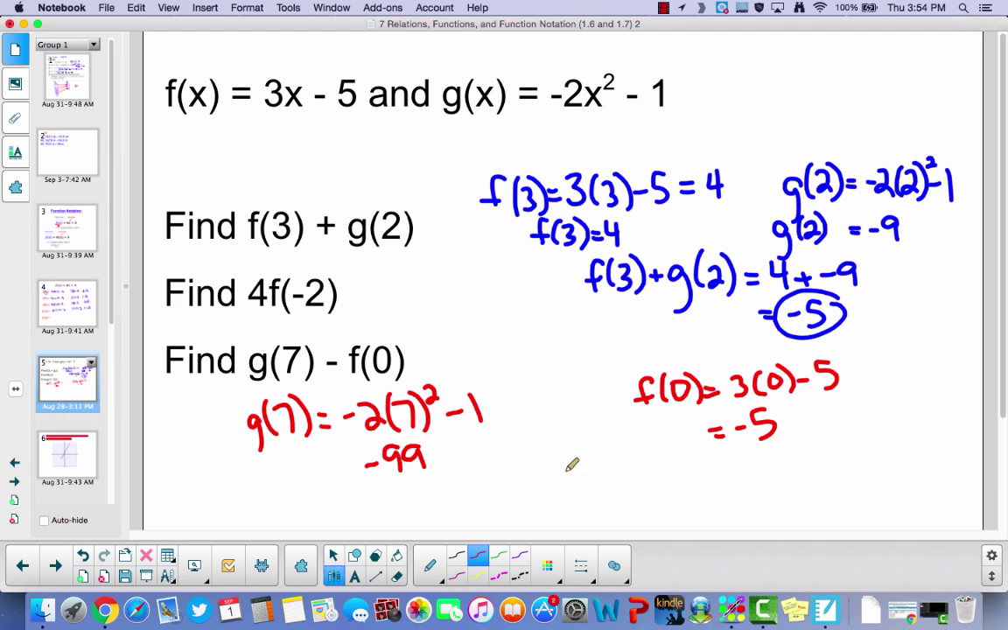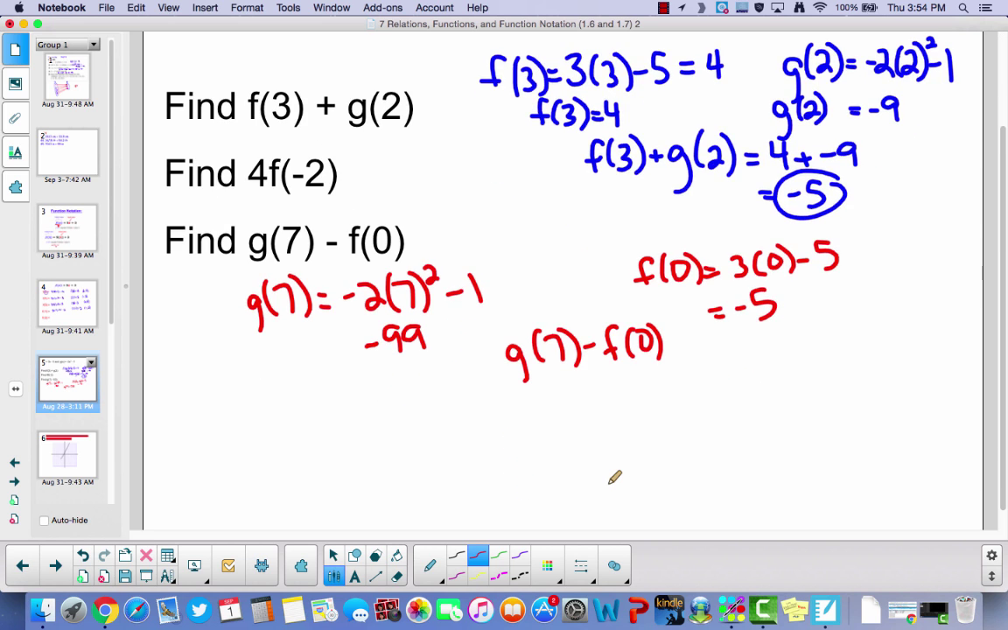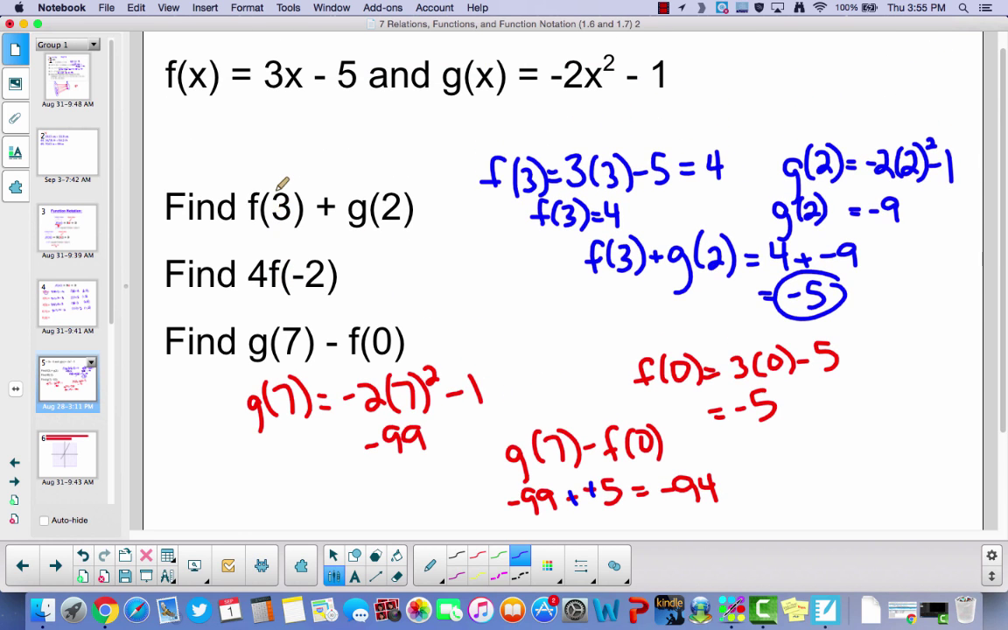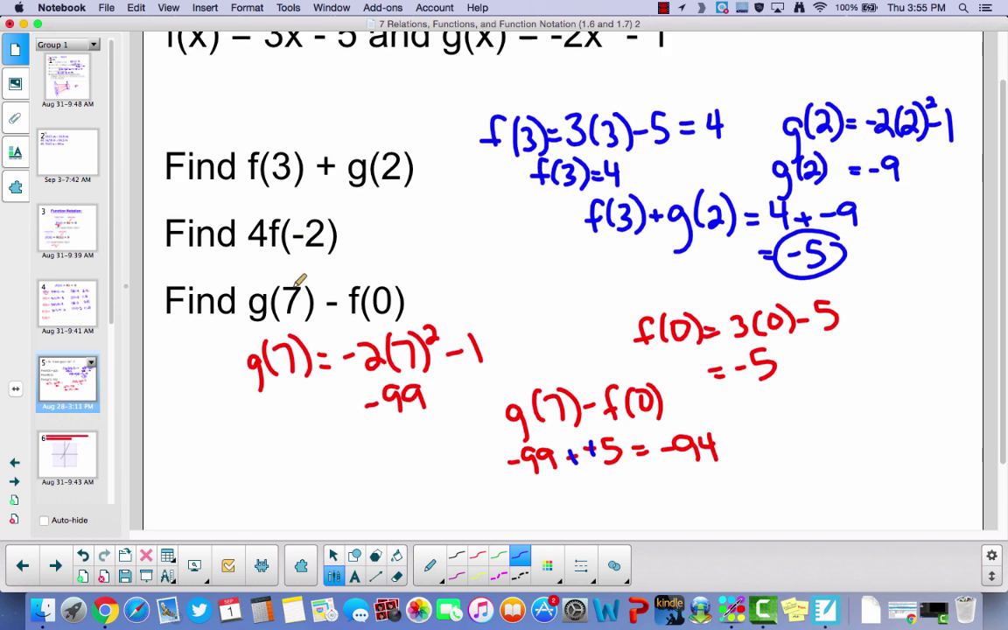That's a negative 5. So g of 7 minus f of 0 is negative 99 minus a negative 5, but minus a negative is the same thing as adding, so it's a negative 94. Now, if this 4 wasn't in front, we would simply plug the negative 2 in, so try that for a minute.